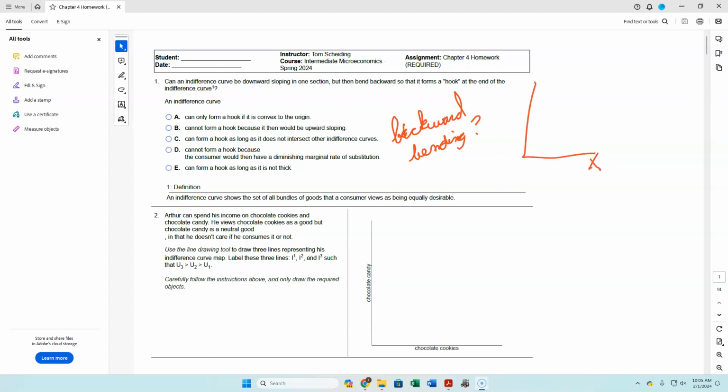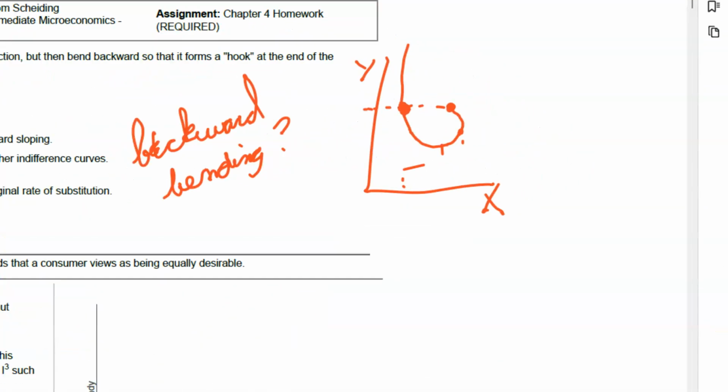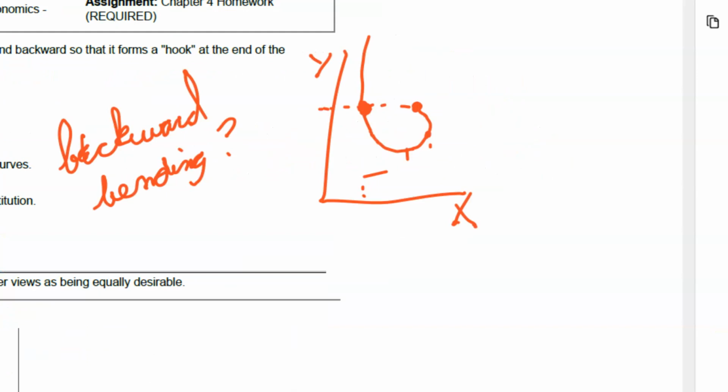If we had two goods here, goods X and Y, and the indifference curve were backward bending, meaning it looks something like this, then you could have a situation where the consumer would be indifferent to having this bundle versus this bundle, despite having more of X.